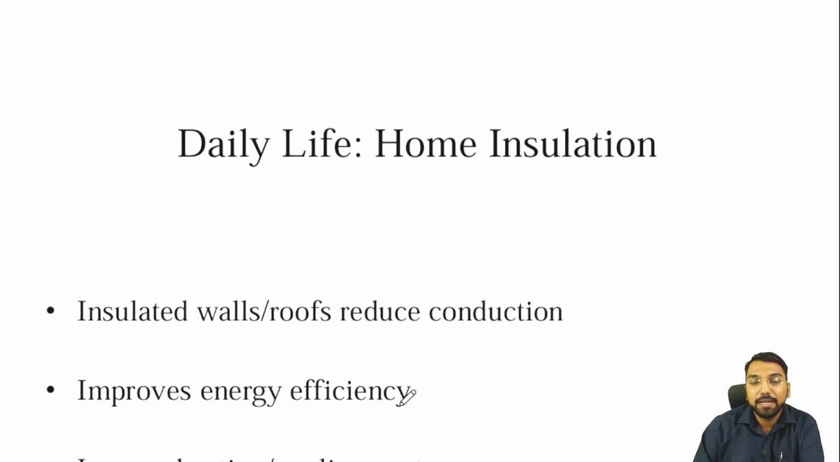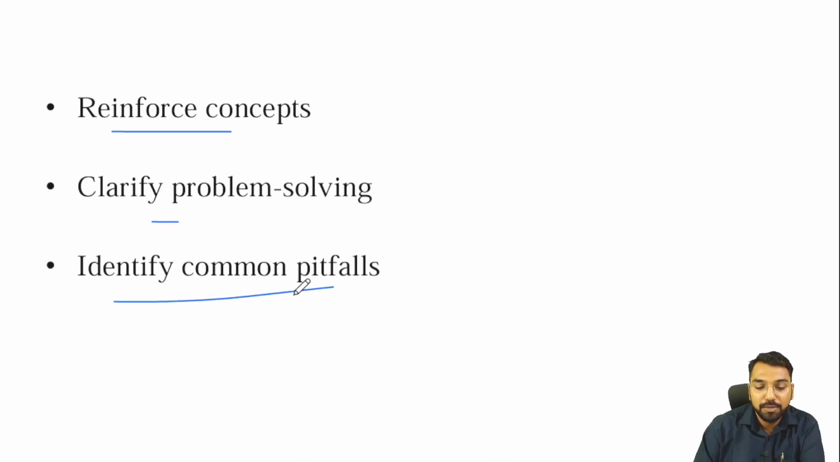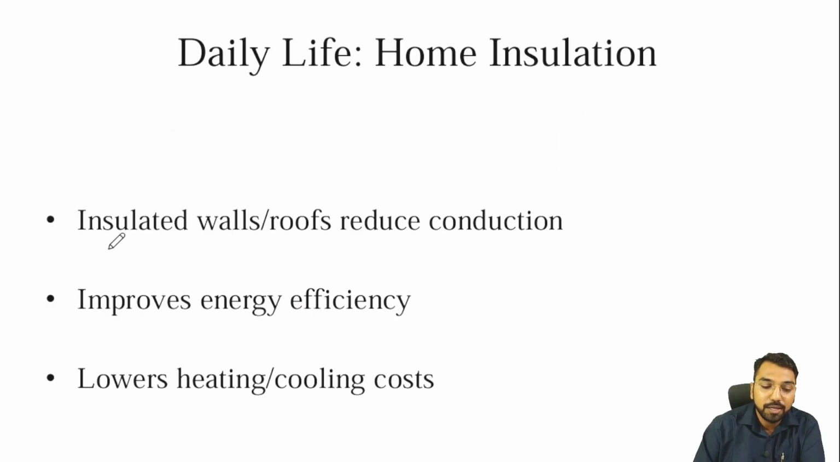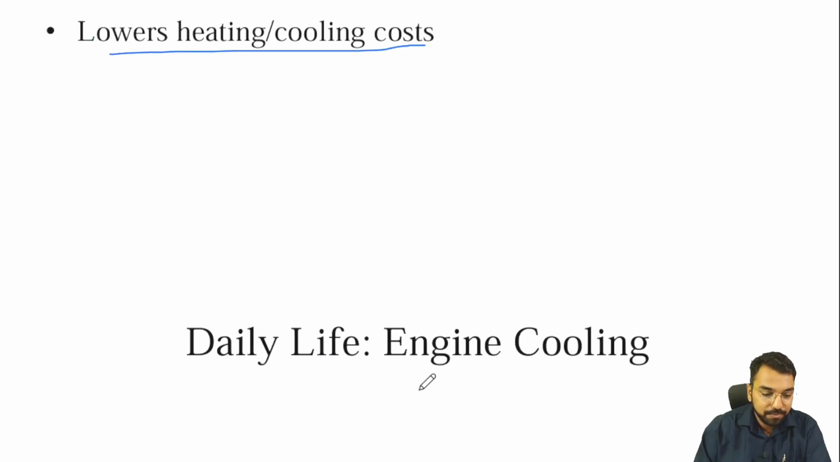For daily life applications, just before, in the image, you saw home insulation. In home insulation, insulated walls and roofs reduce conduction, improve energy efficiency and lower heating and cooling loads. That's why, if you put more insulation over the walls of buildings, we can keep the inner temperature more constant, so the heat to be extracted by the air conditioning system is minimized.